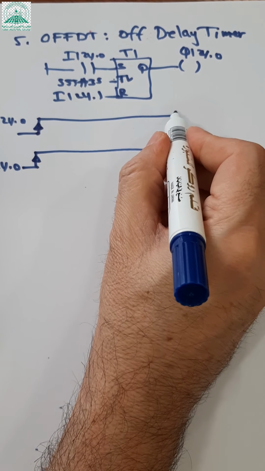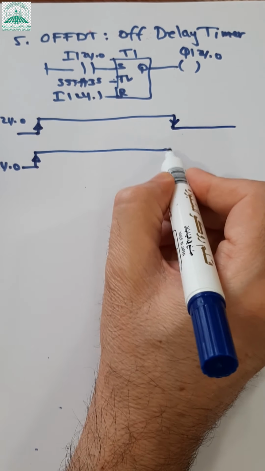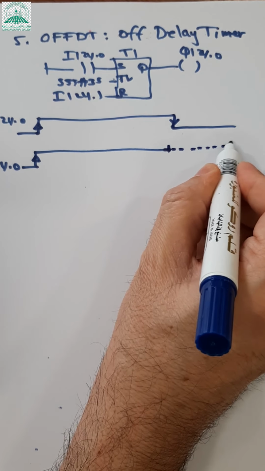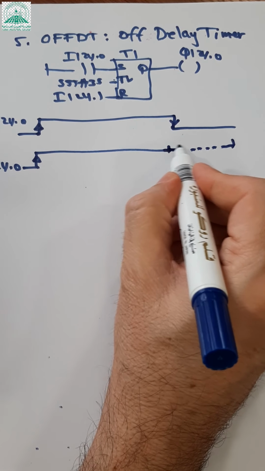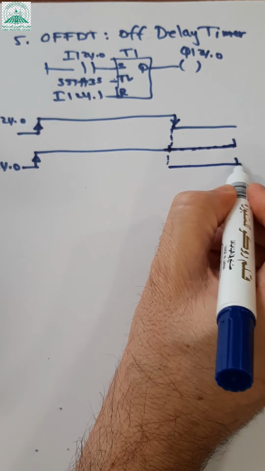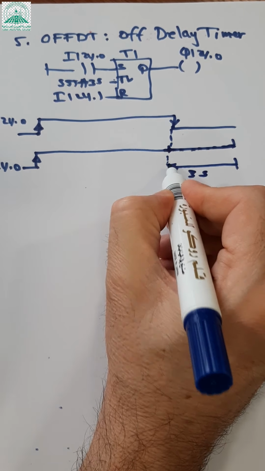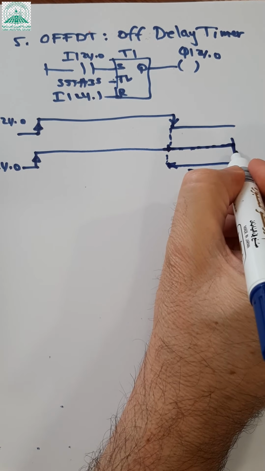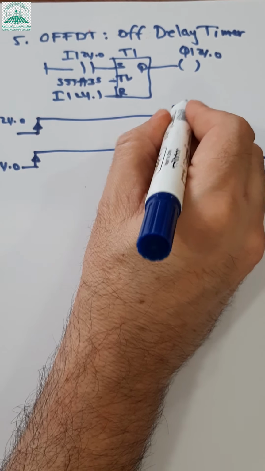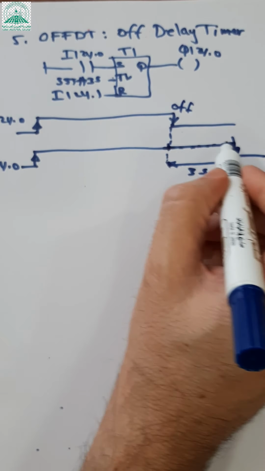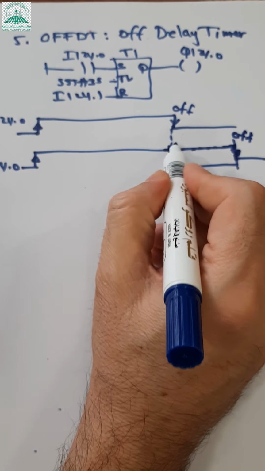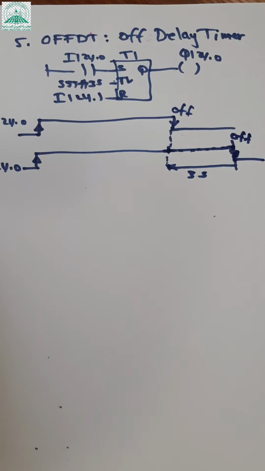But if the input goes to 0 at some point, then the output will not go to 0; it will start delaying, counting 3 seconds. Here it will go to 0 after 3 seconds from here. This is the 3 second period. Then it will go to 0 here. So when the input is off at this point, the output will not be off. It will only be off after the delay, which is 3 seconds, the TV value. This is called the off delay timer.